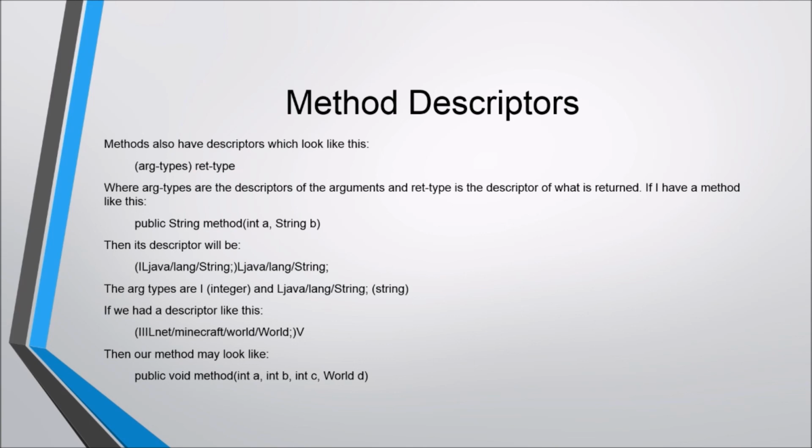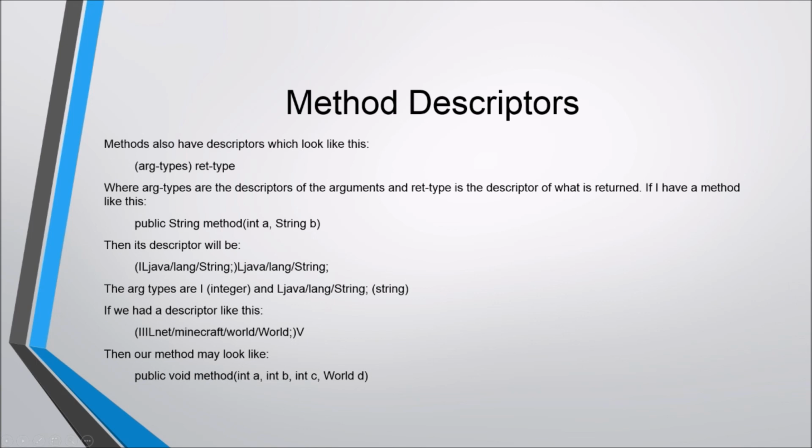So if we had a descriptor like the one seen in the second last line, you'll see it's III, Lnet/minecraft/world/World;, and then outside it is a V. Then our method may look like public void method(int a, int b, int c, World d). So you can see that we've got I for the 3 integers as parameters, and then a reference to the class World, which is the path, and it has the L and semicolon in between it so that we can save that path, and outside is V for void.